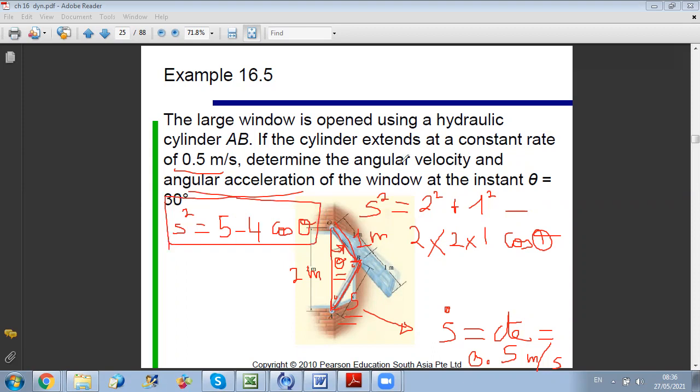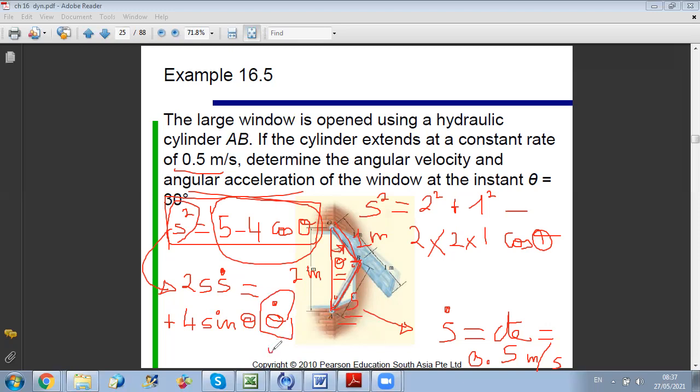Then, in order to determine the angular velocity omega and angular acceleration alpha, we should derive this expression with respect to time, because when you derive this with respect to time, omega and alpha will appear. So first, if we derive the first time, what do we have? The derivative of S square is 2s times ds by dt, so 2s times s dot equals the derivative of the second term with respect to time. This is a function of theta, so I will use the chain rule. First, the derivative with respect to theta will be plus 4 sine theta, and then I multiply by theta dot in order to have the derivative with respect to time. And theta dot represents omega, which is the angular velocity of the window.